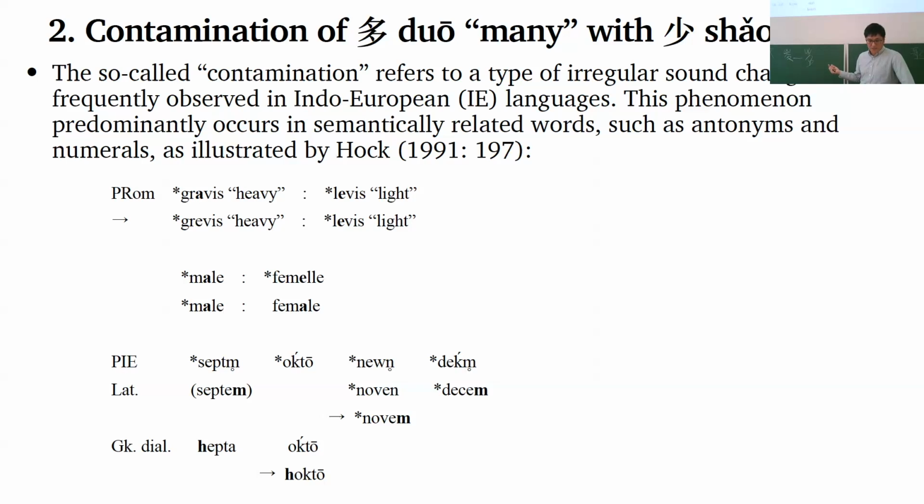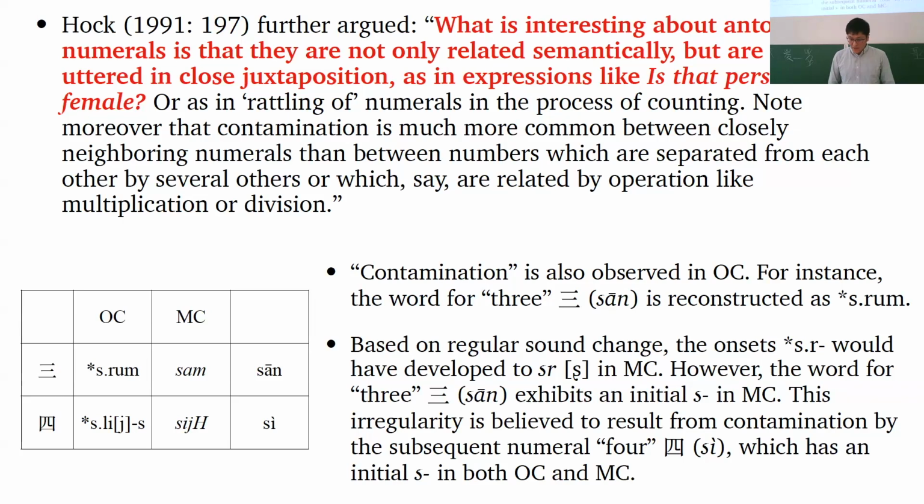Proto-Romance gravis meaning heavy, levis meaning light. So levis changed to grevis based on the contamination. And a very famous example, male, female. So this is the kind of contamination example. He also further argued that what is interesting about antonyms and the numerals is that they are not only related semantically, but are often uttered in close juxtaposition, as in expressions like, is that person a male or female? So they're juxtaposed in the text.